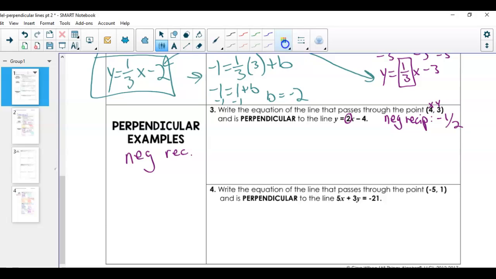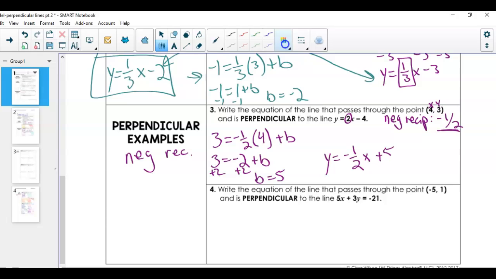Then I can use this slope and my ordered pair to find my new equation. So in my ordered pair, my y is 3. My new slope is negative 1/2. My x is 4. And I'm trying to find my y-intercept, or my b-value. Negative 1/2 times 4 is negative 2. And then I can add 2 to both sides. So my new equation is y equals negative 1/2 x plus 5.